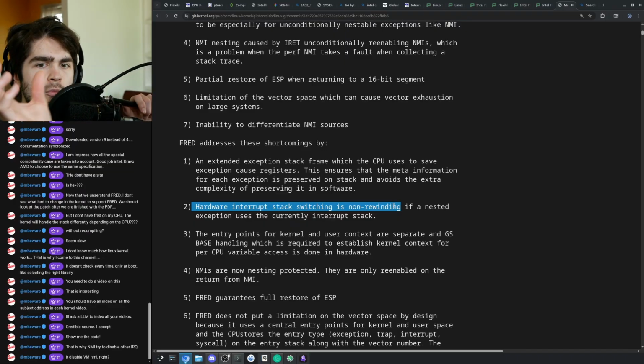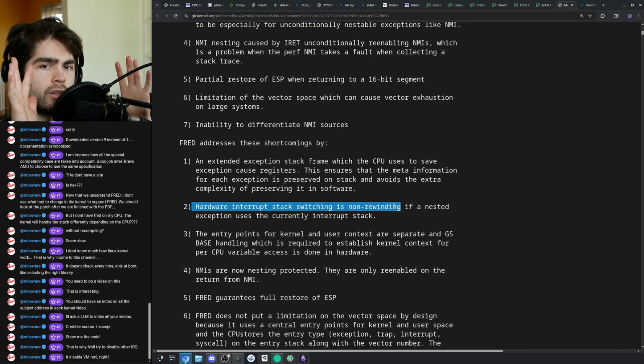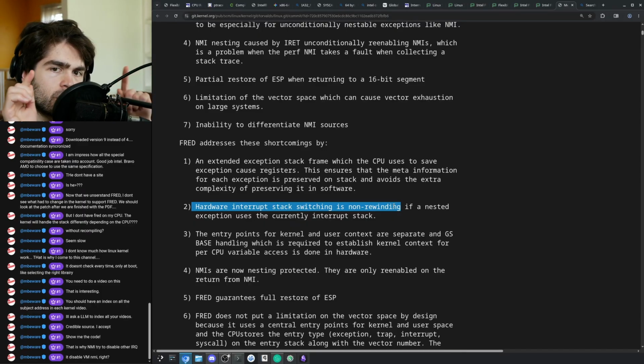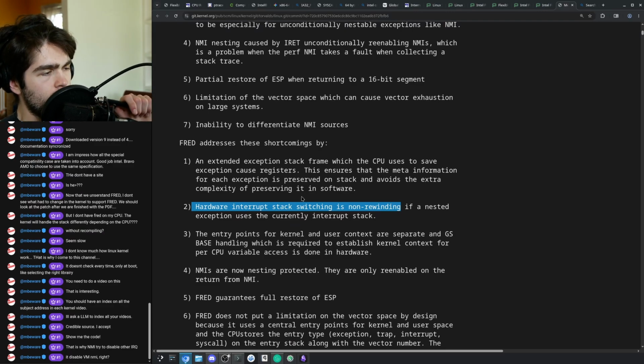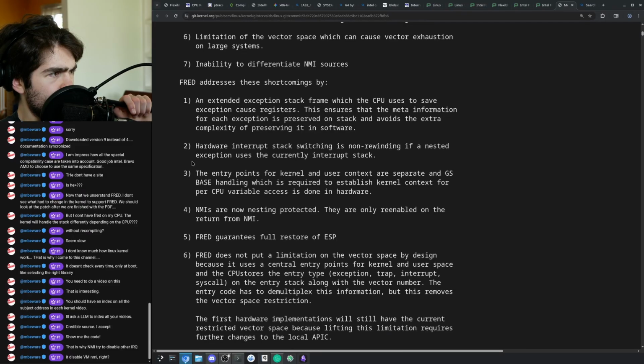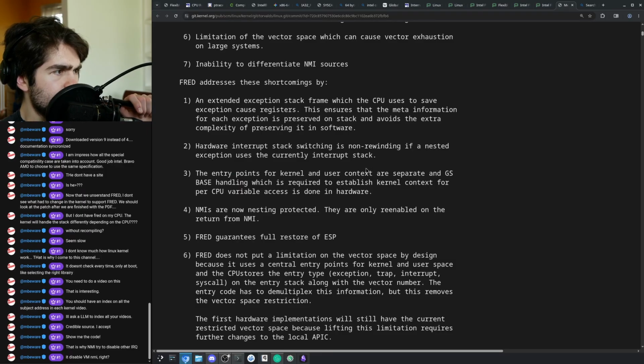Like you don't have to go somewhere else for your stack other than the current stack that you have plus the 4 stack levels that you have inside of your FRED MSRs, model specific registers. I think that's fair. I'll ask AI to make sure. The entry points for kernel and user context are separate in GS-based handling, which is required to establish kernel context for per-CPU variable access, and is done in hardware.